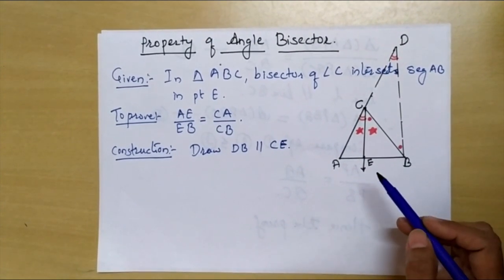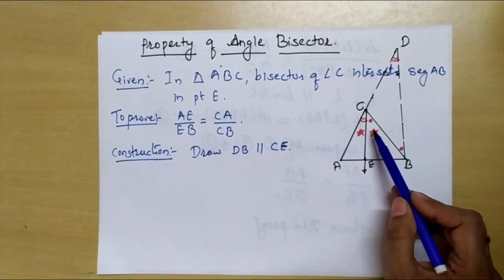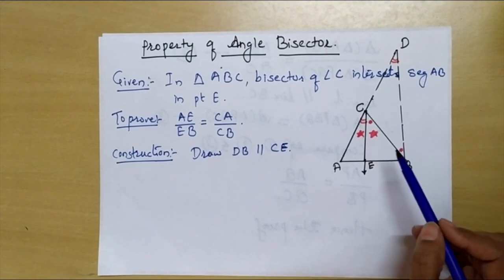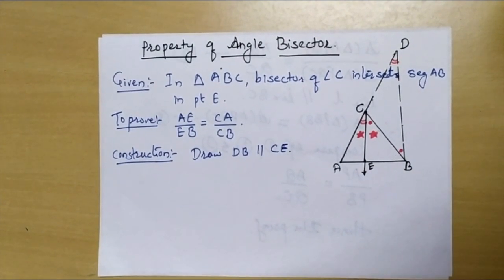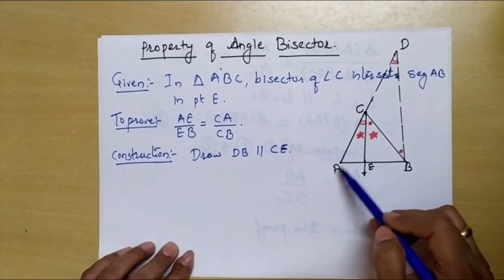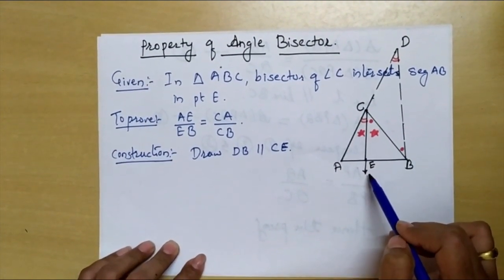The line which divides the angles in two equal parts, or the line which divides the triangle in two equal parts, that is the angle bisector. Now what is the theorem about? If you consider a triangle ACB, in that CE is the angle bisector.